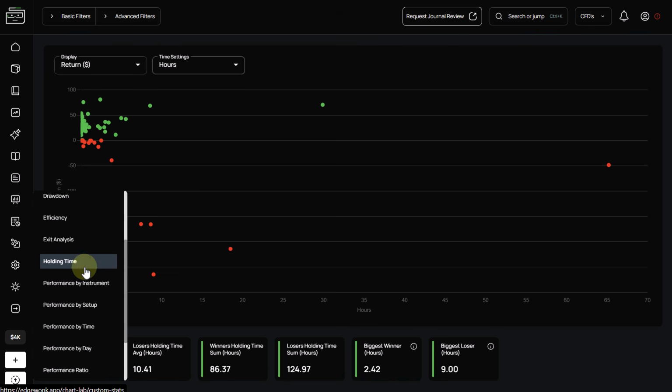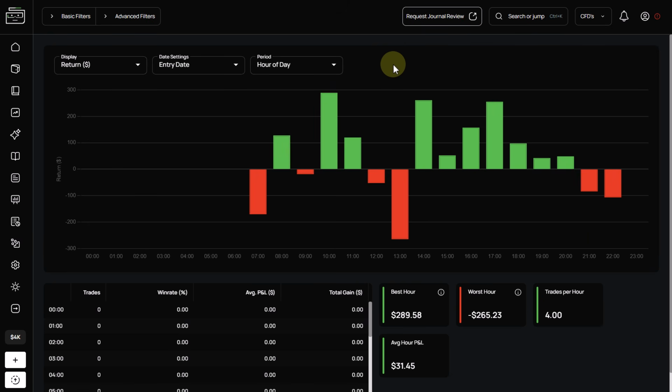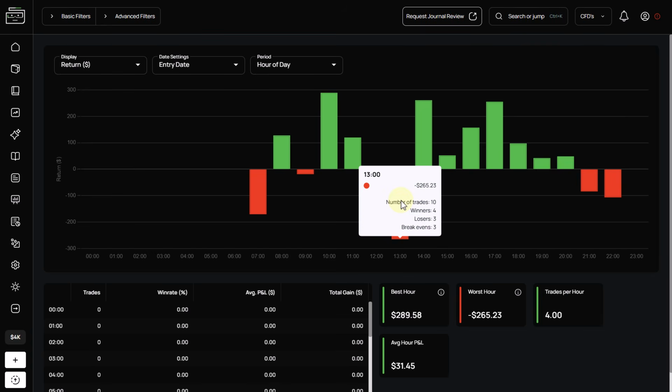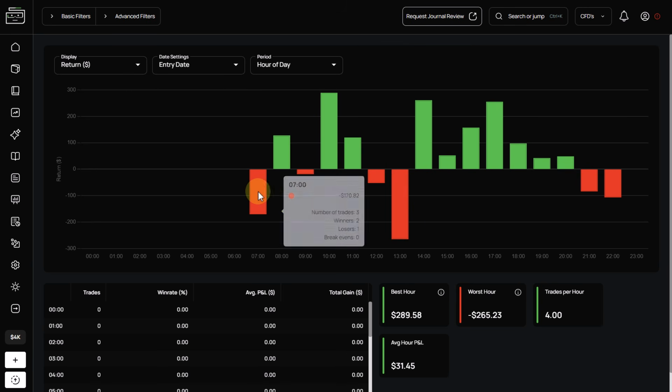The other thing that really stood out is that he mentioned his trading times, and he said that his worst trading time is 1 p.m. and he is aware of it. And clearly, when you look at here the entry time, this is set to entry here, you can see 1 p.m. is definitely his worst hour. Also 7 a.m. he is losing quite a bit.